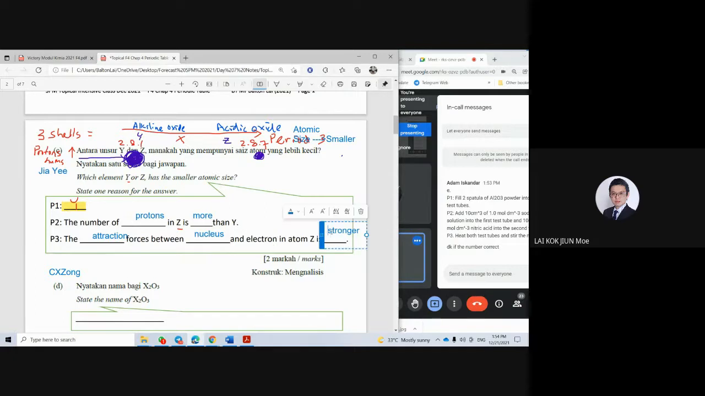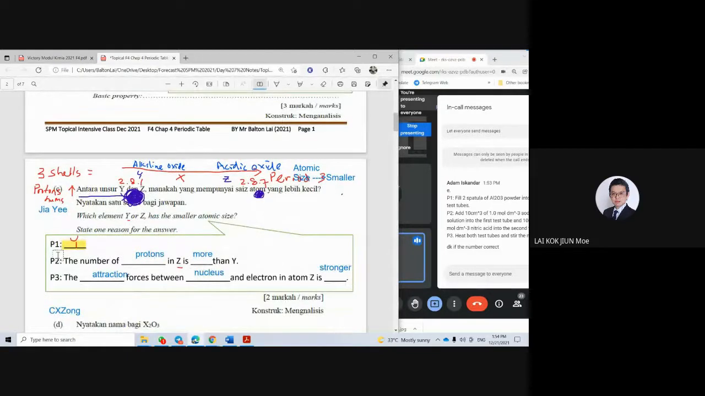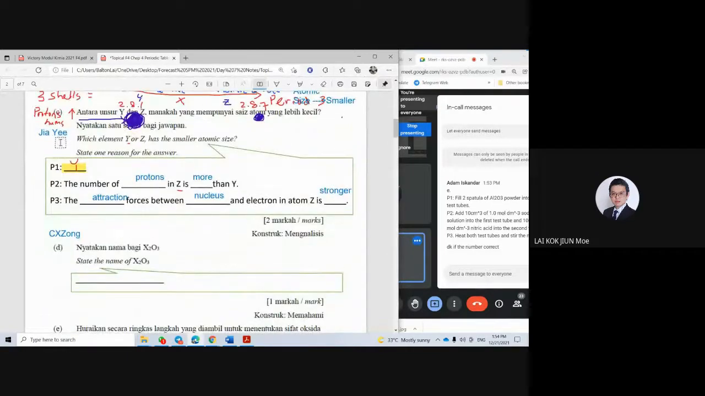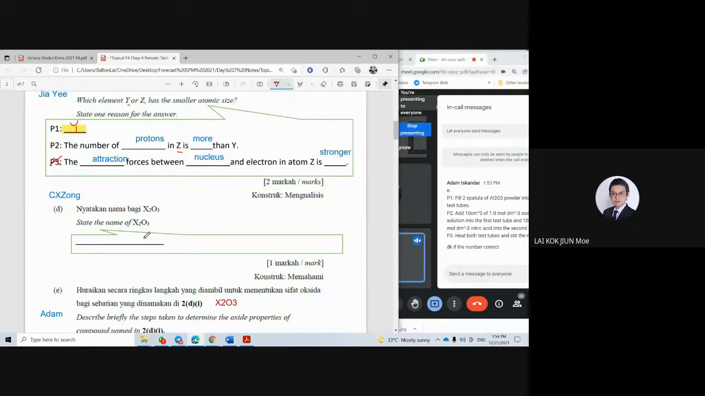Thank you. So is it 2 marks? You have 3 marks or 2 marks? Not sure. 2 marks only here. Okay, 2 marks only here. So points 2 and 3 together. It is only 2 marks. Okay, thank you, Jia. Xuan Zhong, name the X2O3.